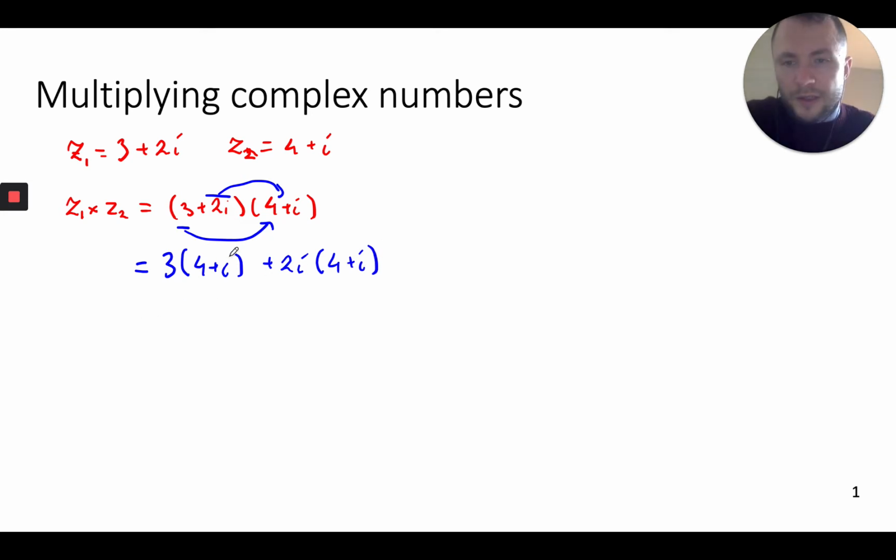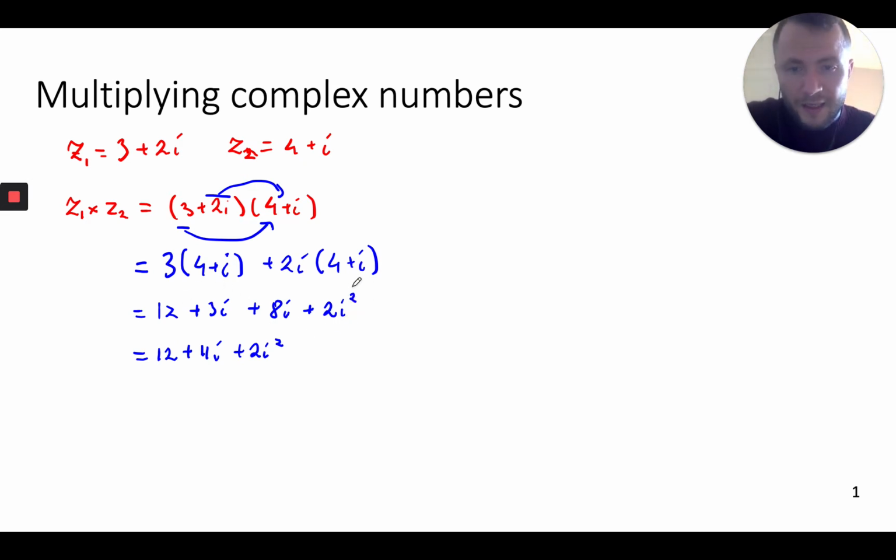Then if I do this calculation, I'm going to end up with 12 plus 3i plus 8i, and this is an important part: multiplying 2i times i gives me plus 2i squared. Let me just tidy it up a little bit. I have 12 plus 11i plus 2i squared. I couldn't put 2i squared together with the 11i because i is squared.